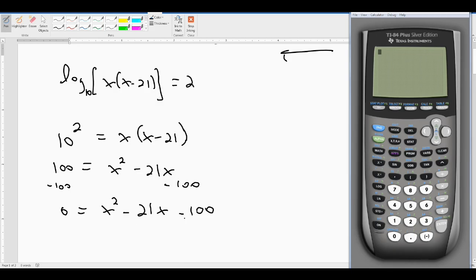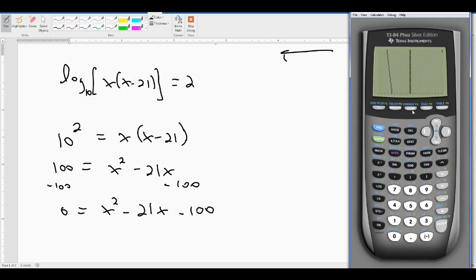Now you can use the quadratic formula. You can factor if it factors. This one will factor, but you can use the quadratic formula. I'm going to show you what I might do if it were me, and I'm not sure how to do either one of those. First off, use the quadratic formula if you know how to. But I'm going to graph it first. Let's graph x squared minus 21x minus 100 and graph.